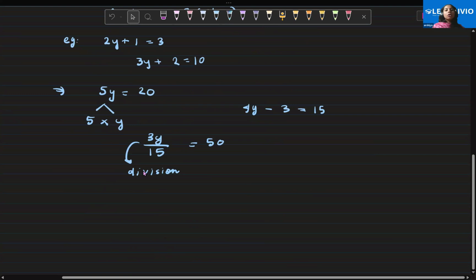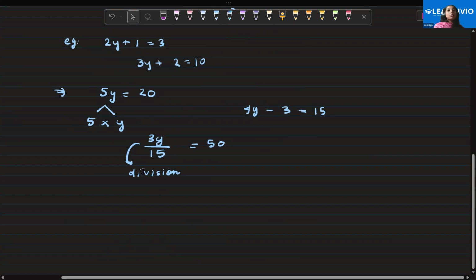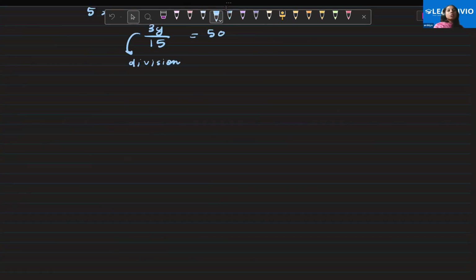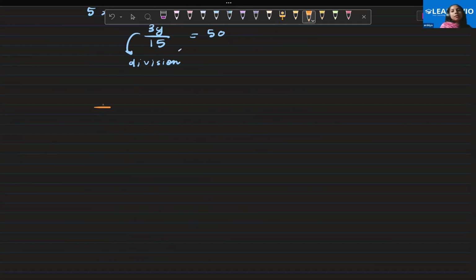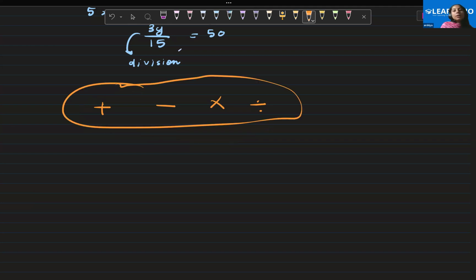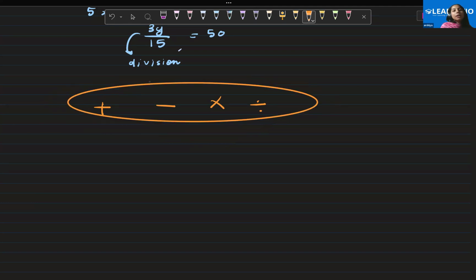All right. So, so far, all sorts of operations can happen. What are the four major operations that we use? In maths, what are the four things? Multiplication, division, addition, and subtraction. Very good. So it's addition, subtraction, multiplication, and division. These are all the operations we will use when it comes to simple linear equations.